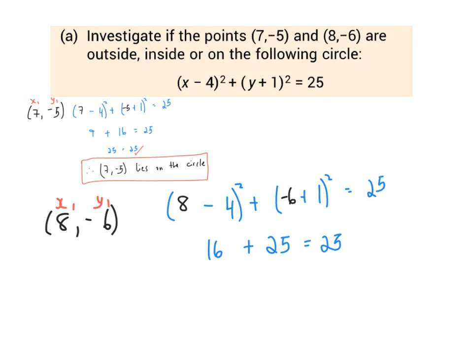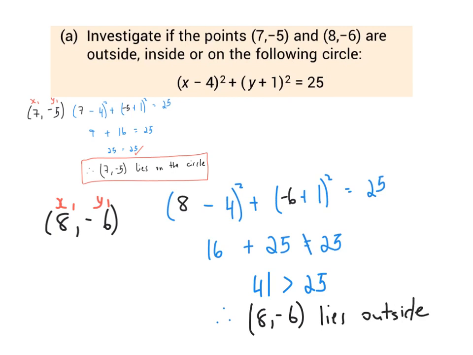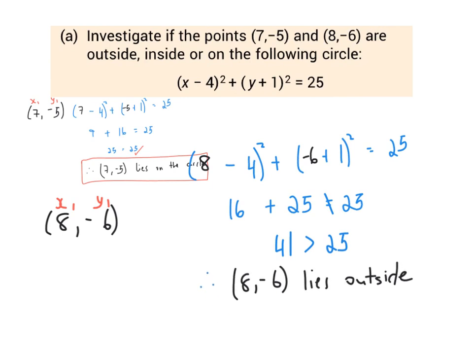And so here we can see that they're not equal, but we have 16 plus 25, so 41 is greater than 25. And so we have therefore 8 minus 6 lies outside the circle. And that's our answer to that one.